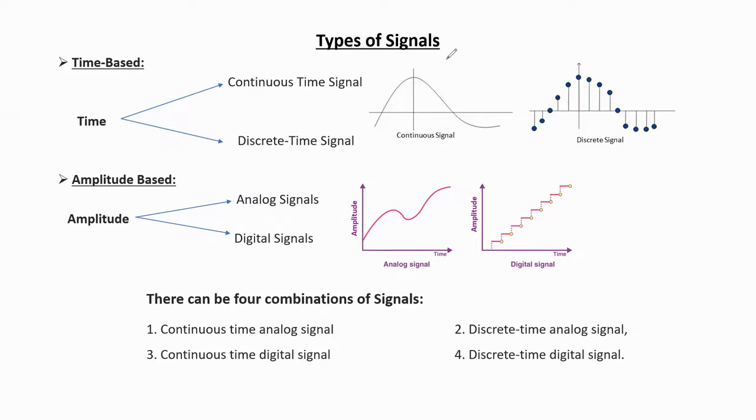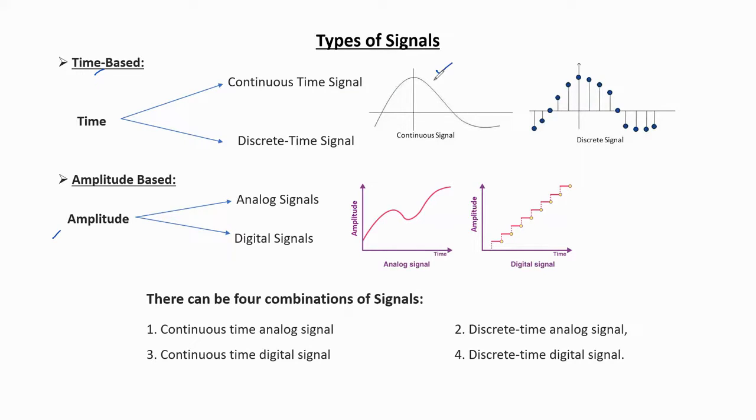Now let us come to the types of signals. Signals can be divided into different categories based on time and amplitude. If the time is continuous, we name it a continuous time signal. If the time is discrete, we name it a discrete time signal.